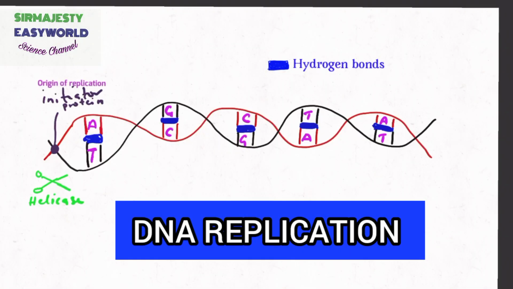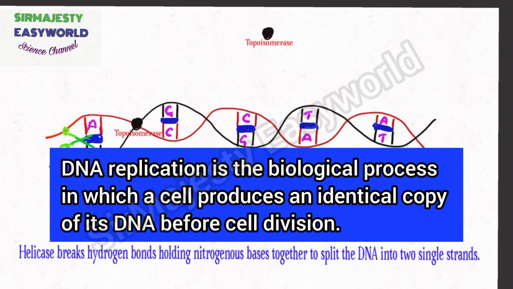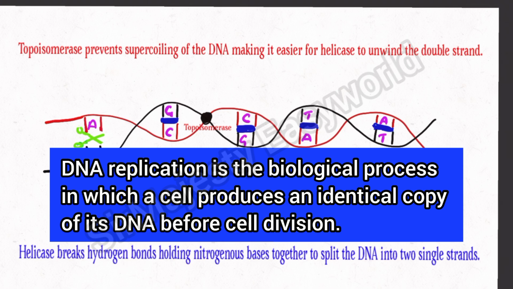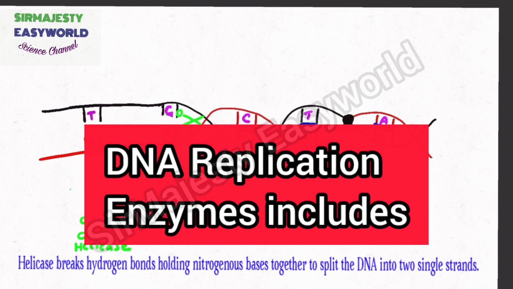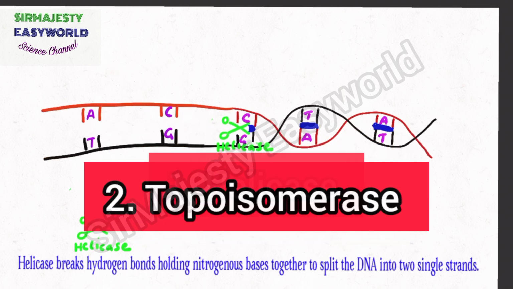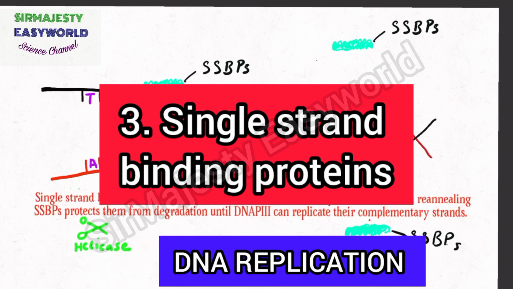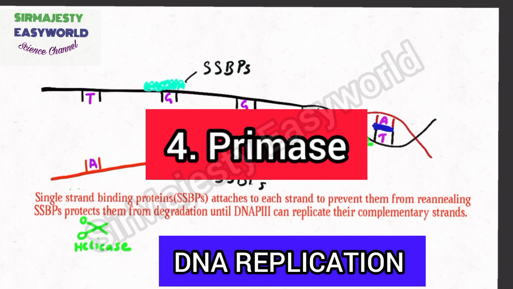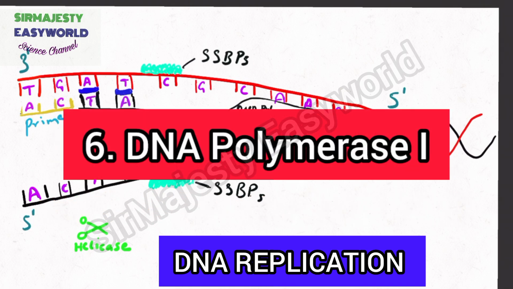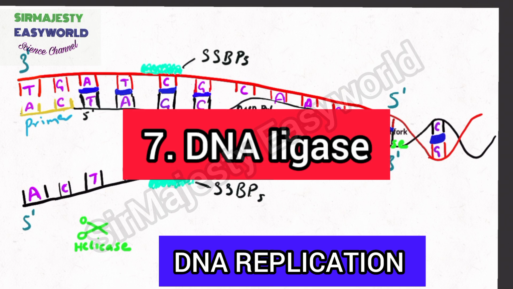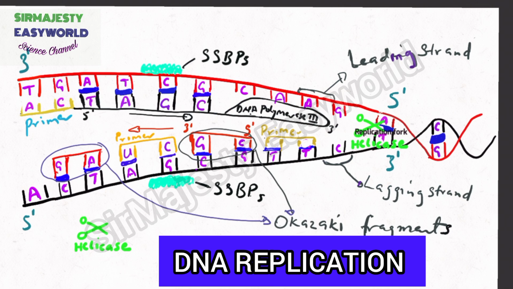I will be using this animation to simplify DNA replication in just a few minutes. The enzymes and the proteins that are involved in DNA replication are number 1, the helicase, then number 2, topoisomerase, number 3, the single-strand binding proteins, which are not enzymes themselves, then number 4, the primase, then number 5, the DNA polymerase 3, number 6, the DNA polymerase 1, then number 7, the DNA ligase, and number 8, the telomerase. These are the enzymes that will be used in this DNA replication.